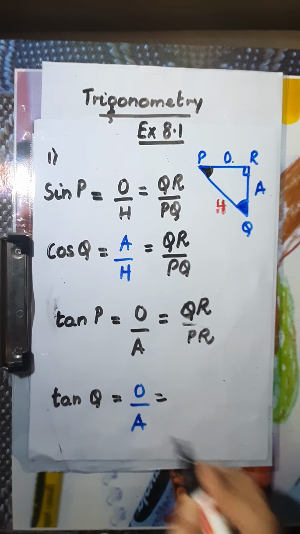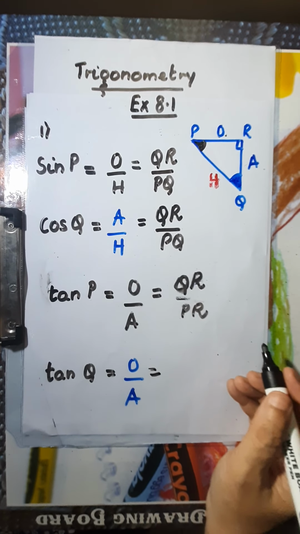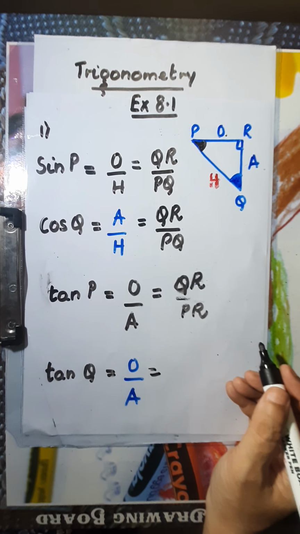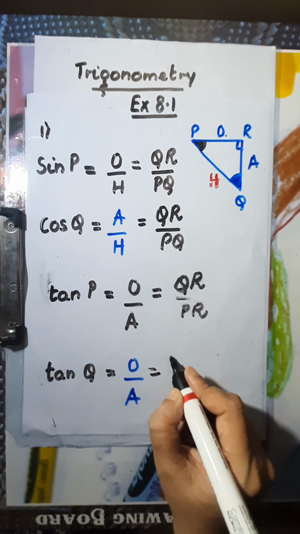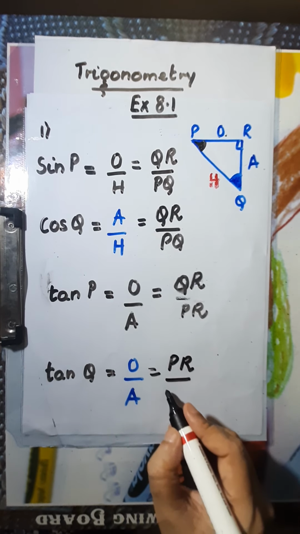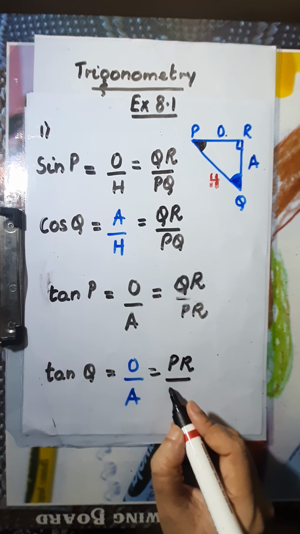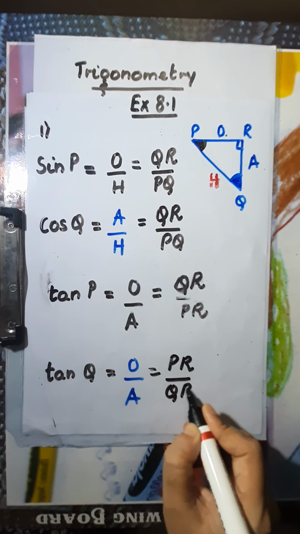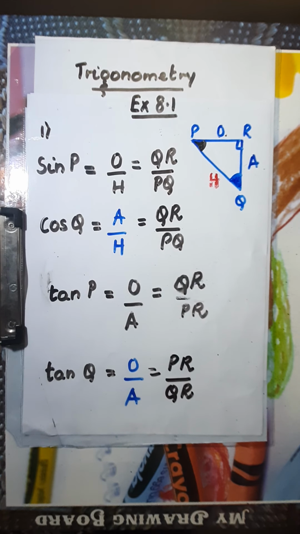Okay, now what is my opposite side for tan Q? My opposite side for tan Q is my PR. And what is my adjacent side? My adjacent side is QR. So I have marked opposite and adjacent here, after I have finished my tan P. Is this easy?